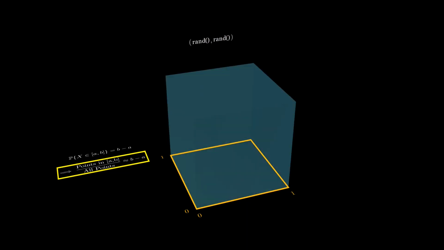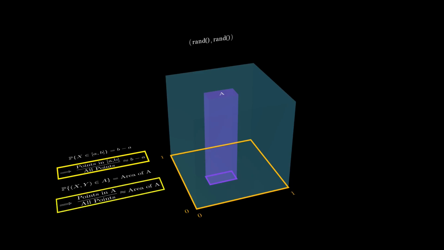So whenever we have a subset A, the probability that such a two-dimensional random point lands inside A is exactly given by the area of A. And by the same logic as before, this in turn tells us that the fraction of points that land inside A is approximately the same as the area of A.